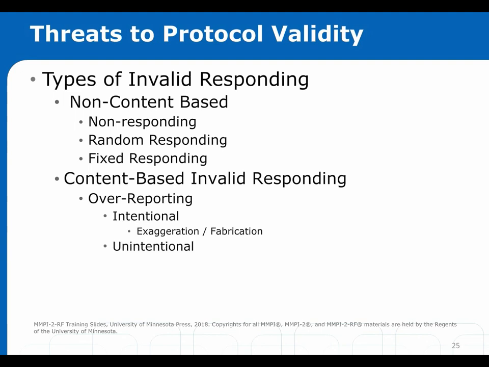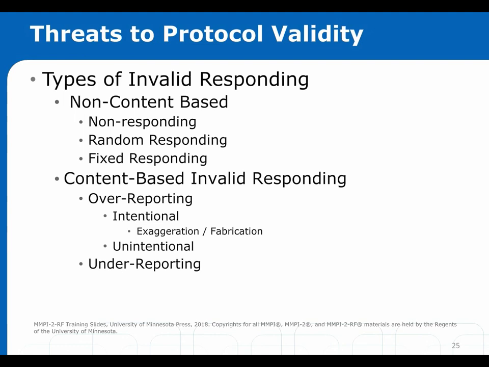And then also we have unintentional over-reporting. We refer to this in the MMPI nomenclature as a cry for help. So there are situations where somebody is in treatment, for example, and they want to make sure that the clinician knows that they have problems that they want help with because they're distressed, and so they may over-report their problems to some extent as a cry for help, as an unintentional cry for help.